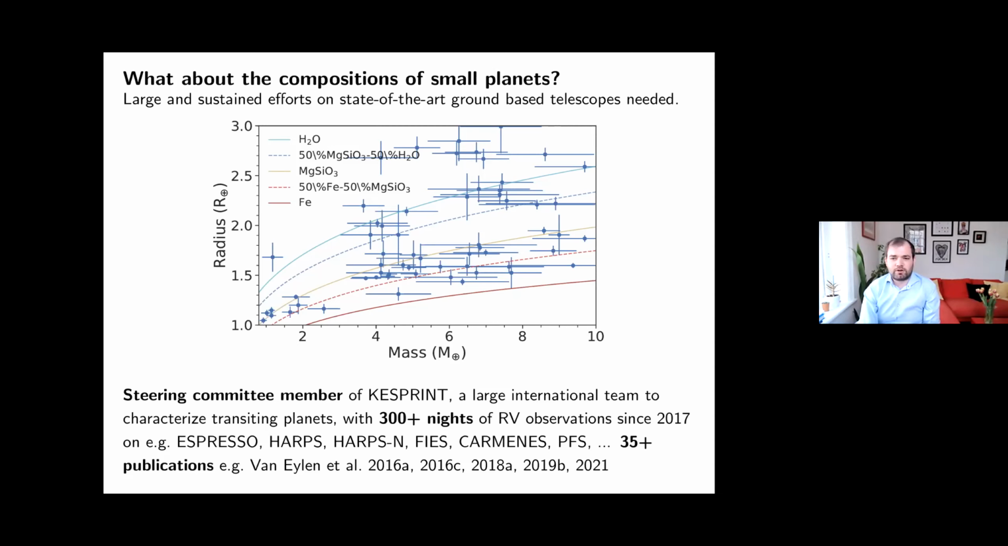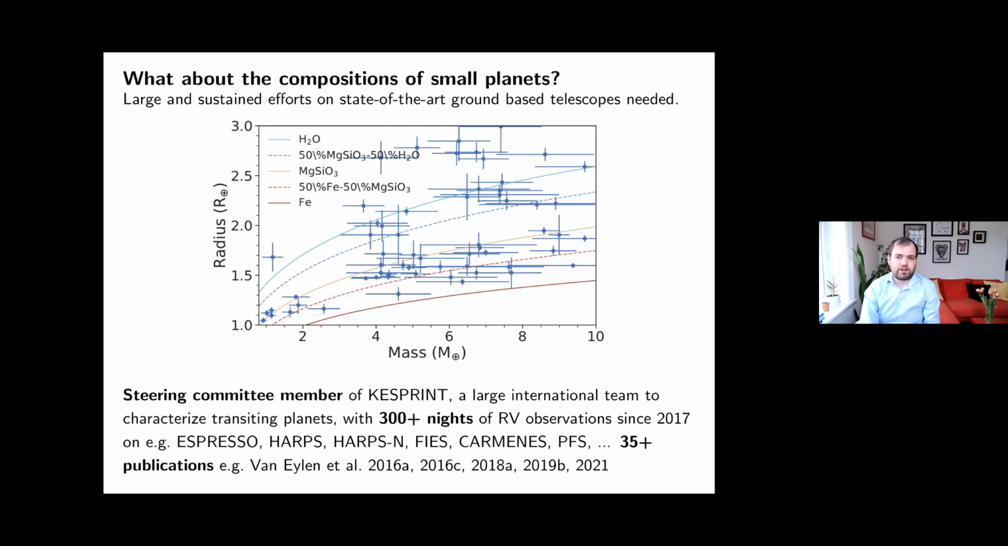I've been involved in a team where I'm part of a steering committee called Gesprint, where we're doing a lot of this RV work and have been doing it for a few years now. In particular, following up TESS planets, TESS giving us brighter stars and more accessible planets for RV work. We really have been very successful at getting observing time at different telescopes, including now ESPRESSO, a new instrument at the VLT, as well as HARPS and HARPS-North, and sometimes PFS, CARMENES, and so on. And so we have published lots and lots of these new data points. Many have come from our group.